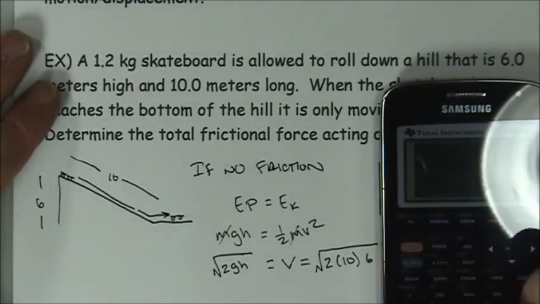So this is the square root of 2 times 10 times 6. I don't know why I said 60. That doesn't make sense. Square root of 2 times 10 times 6. And we find that the velocity should be about 11.